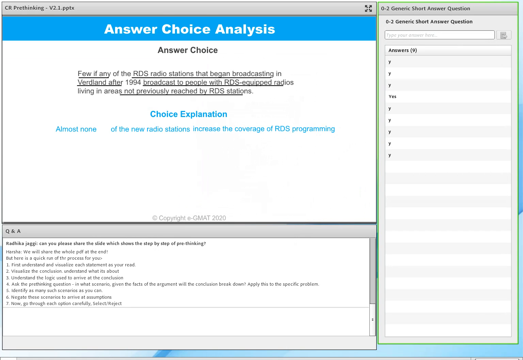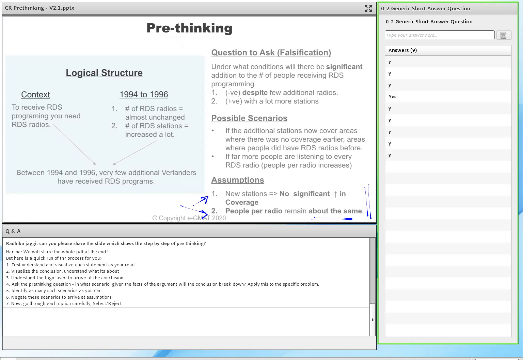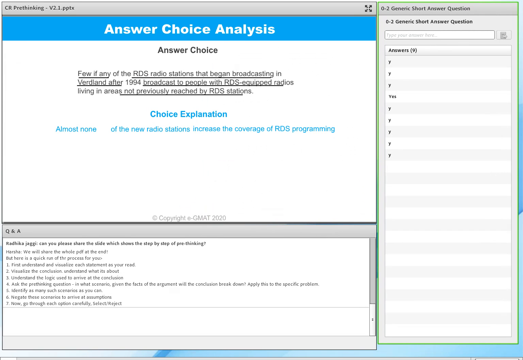So choice A is our correct answer, and it matches essentially with this scenario or this assumption. This is what choice A does. Let's look at this. Choice A says few, if any, of the RDS radio stations that began broadcasting after 94 broadcast to people with RDS-equipped radios living in areas not previously reached by RDS stations.